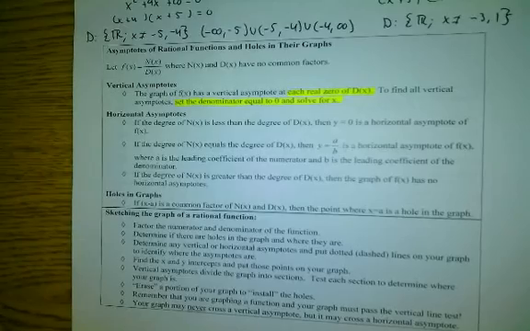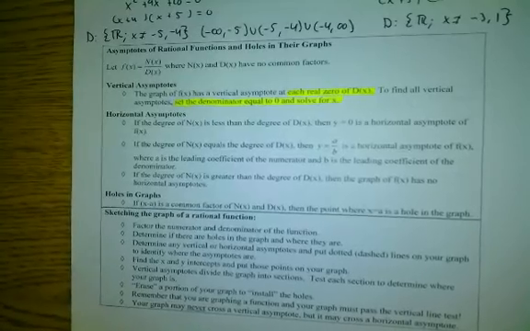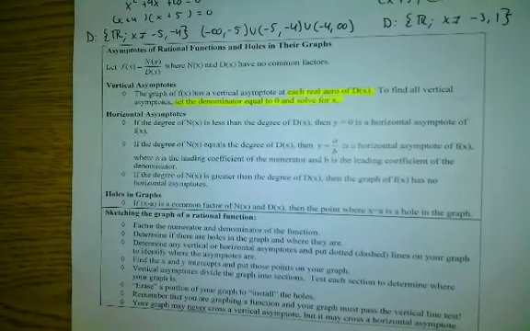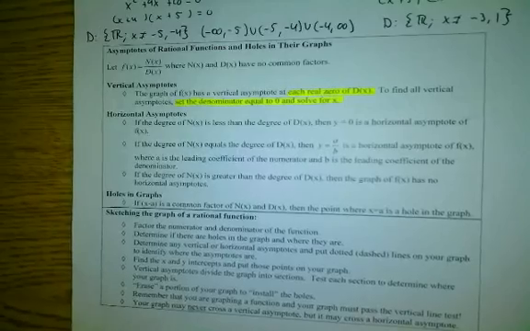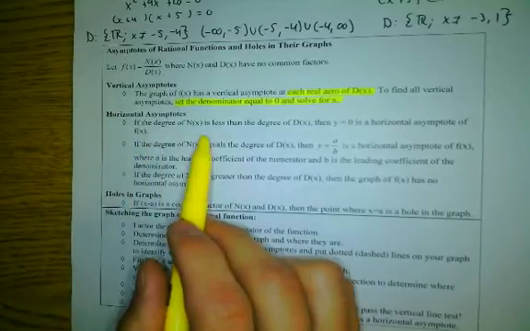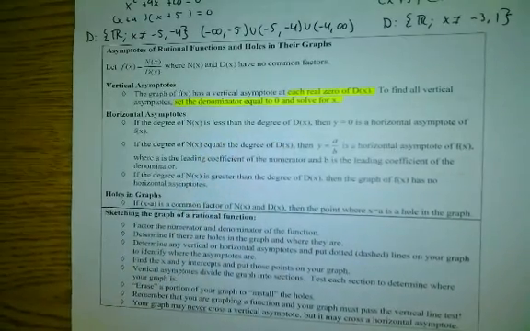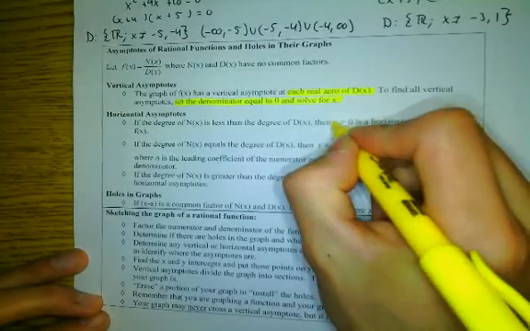For horizontal asymptotes, there's 3 different scenarios that could occur, and it's all going to depend on the degree of the numerator versus the degree of the denominator. If the degree of your numerator is less than the degree of the denominator, then you're always going to have an asymptote at y equals 0.